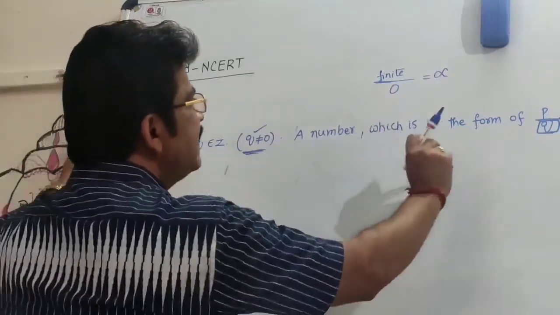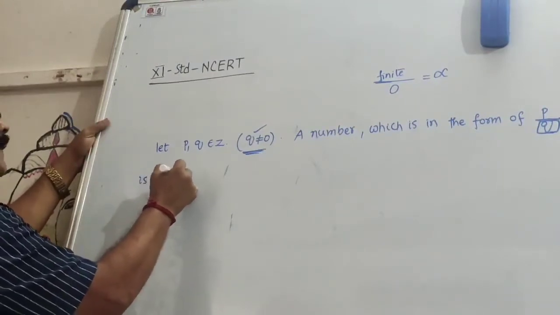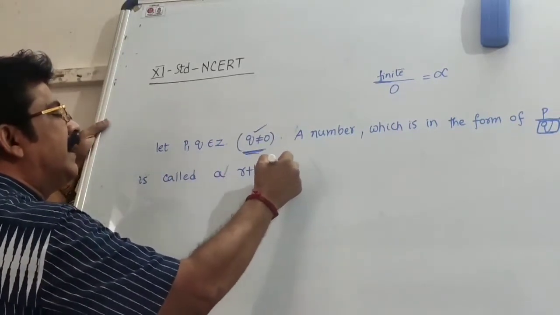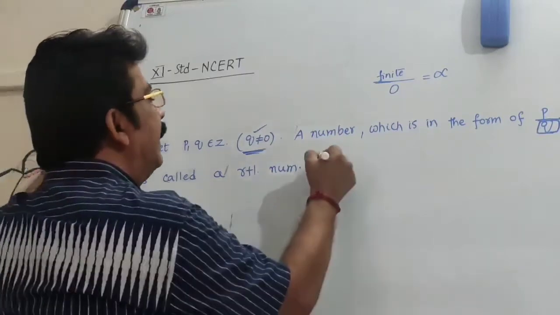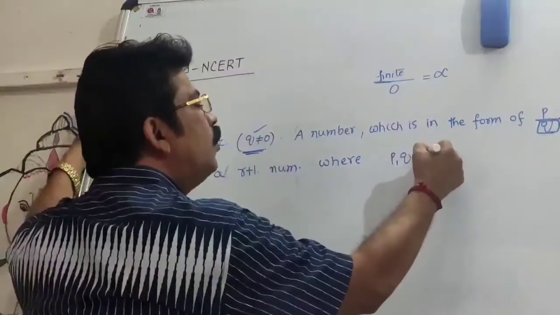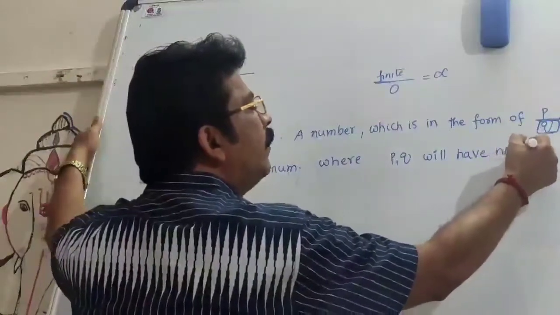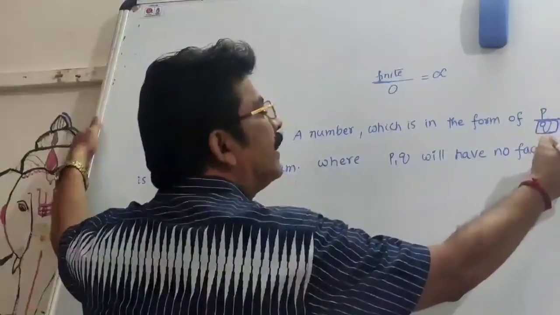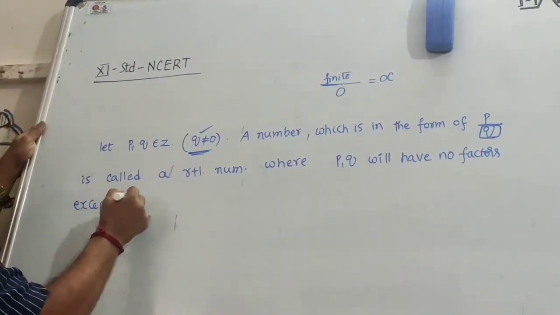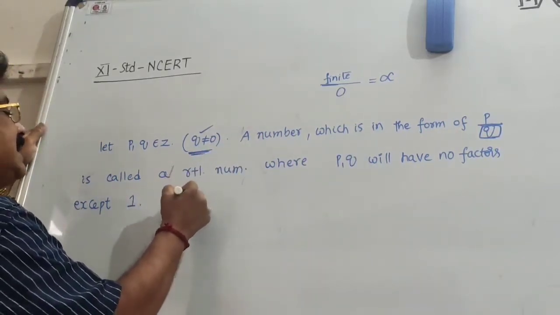Okay, a number which is in the form of p by q is called a rational number, where p comma q have no factors. No factors means no other factors except 1. In other words, GCD.